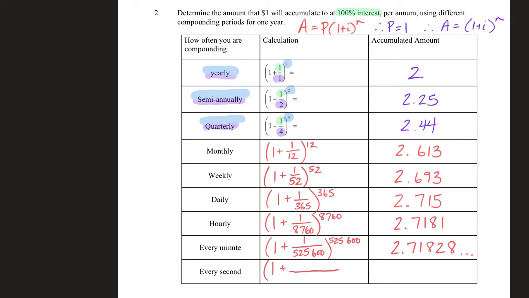I'm going to try to do the denominator first. If I take my 525,600 and multiply that by 60, then I'm going to get 31,536,000 seconds. And yes, I'm going to have a tough time fitting that in. Yikes. And when we get that, we're going to get approximately 2.71827. And so on. Now, there's a couple things that I just want to address on this page.